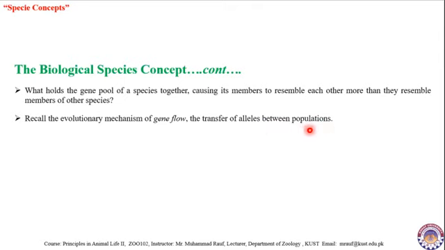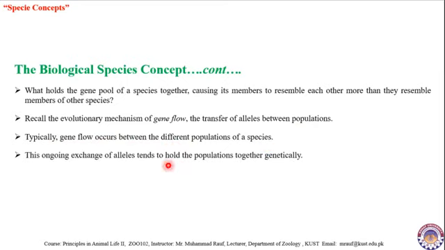So two populations living in different areas still belong to the same species, because from time to time they get the opportunity of coming closer to each other and performing the ritual of mating. Although they live in different areas, because of this regular exchange of genes, the differences between them do not arise. Typically, gene flow occurs between different populations of a species. This ongoing exchange of alleles tends to hold the populations together genetically.